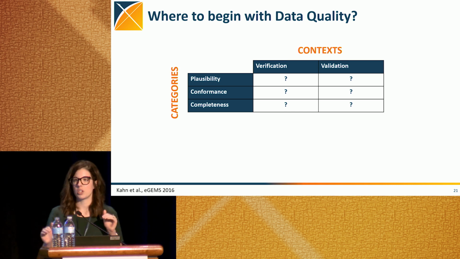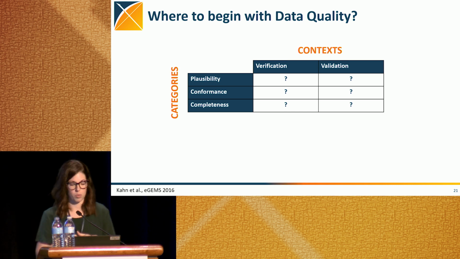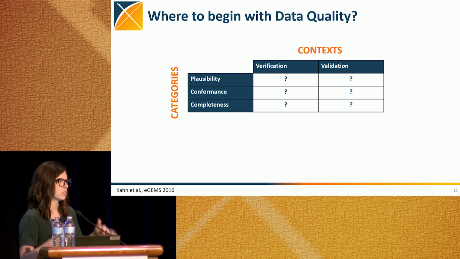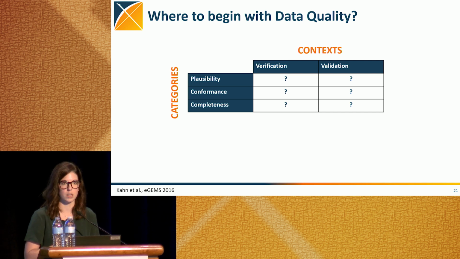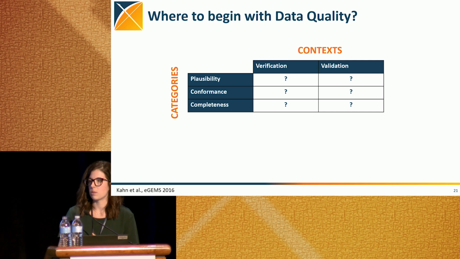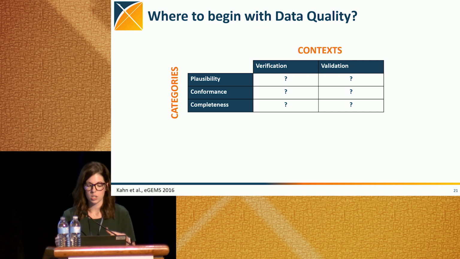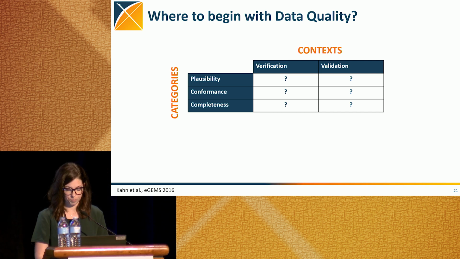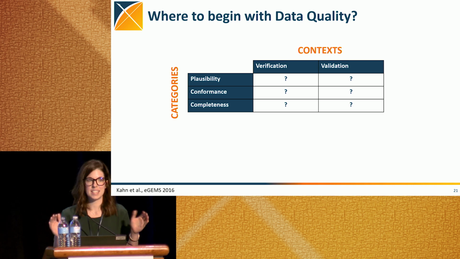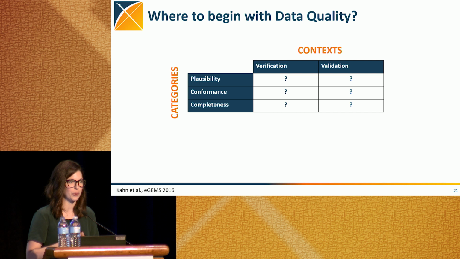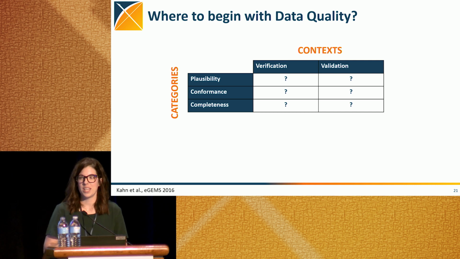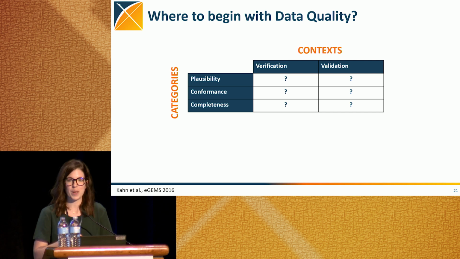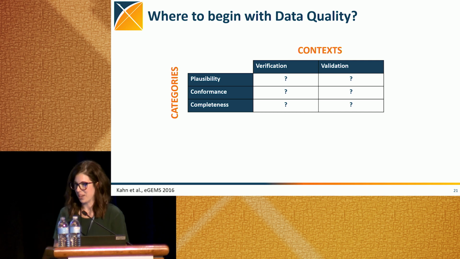And as Andrew mentioned, the Kahn framework has really become the way in which we discuss the quality of observational health data. So we really felt that this was the best way to start when approaching a solution. And we put together this nice table of the contexts and categories. We sat there and we looked at it for a little bit, and we looked at it some more, and we were like, okay, now what?